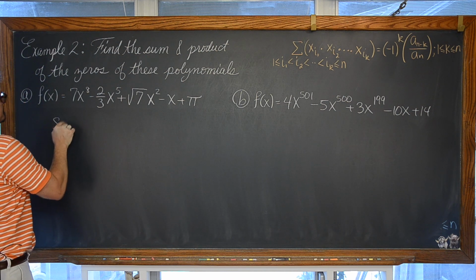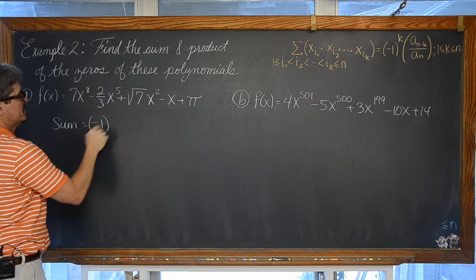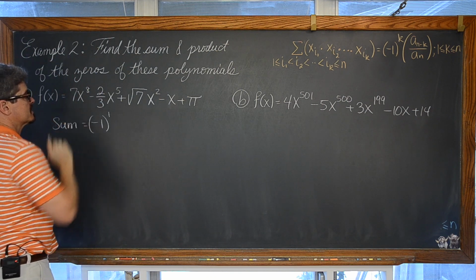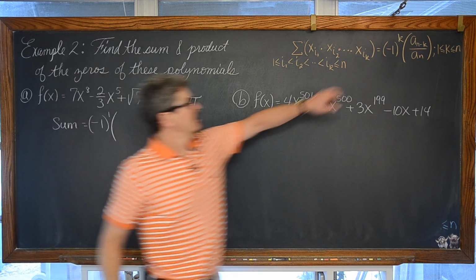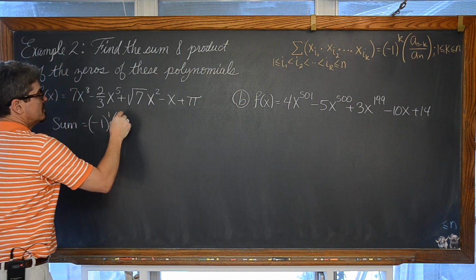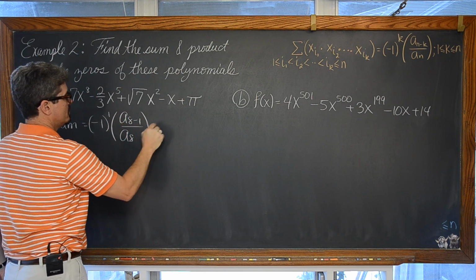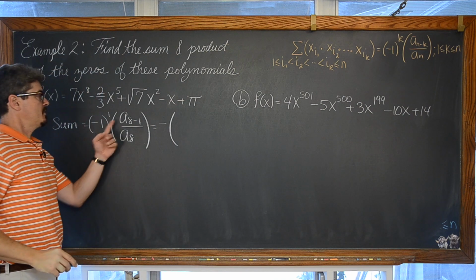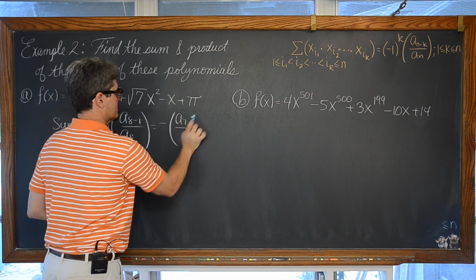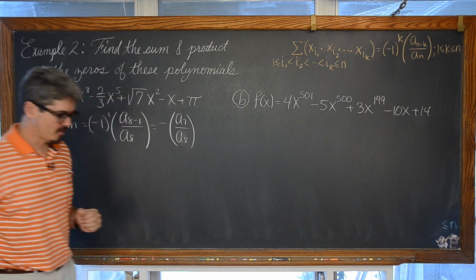I just want to write the sum is equal to negative 1 raised to the k power, the number of roots that are in each term. We're just talking about a straight sum, so that's going to be equal to 1, over a sub n, again our degree, minus k, so we're looking at a sub 8 minus 1 over a sub 8. So we want the opposite of the ratio of a sub 7 over a sub 8. Well, here's the terms of our polynomial.